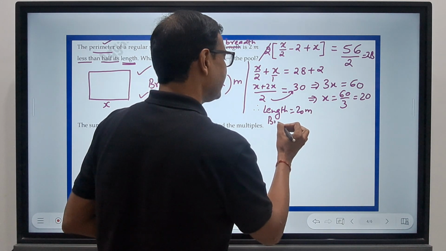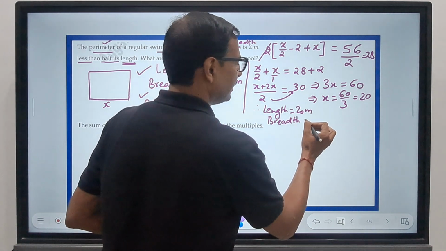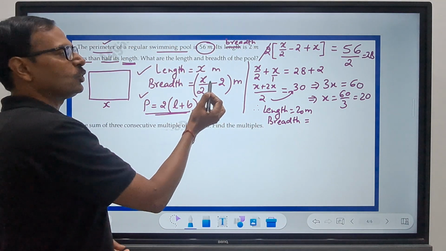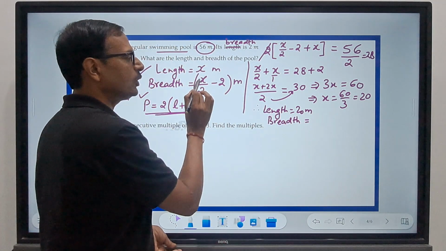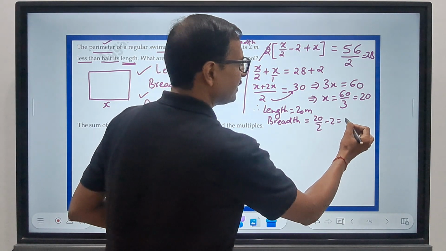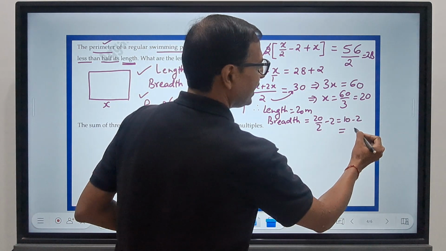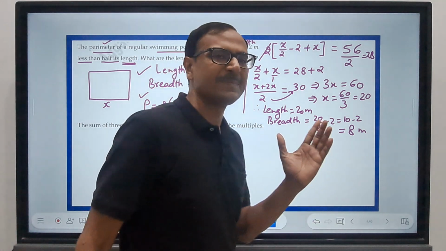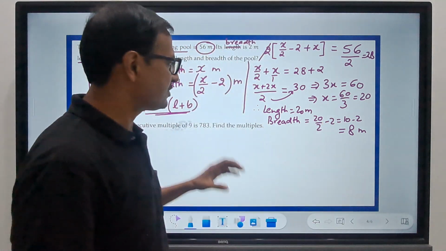And what happens to the breadth now? The breadth is x upon 2 minus 2. So if you put x equal to 20, this is 20 upon 2 minus 2, which is 10 minus 2, and that is 8 meters is the width of the swimming pool.